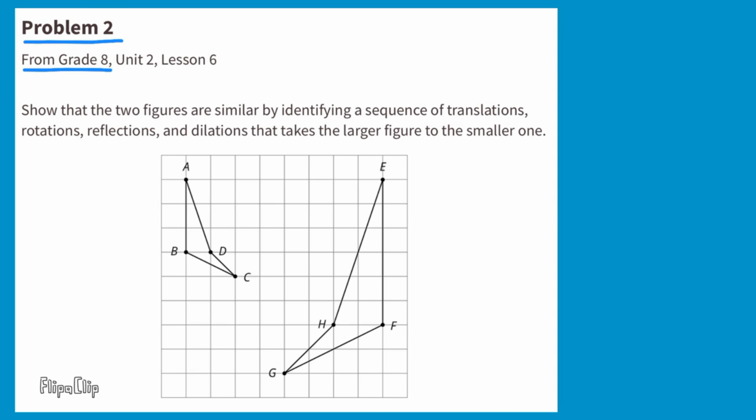Problem number 2. From 8th grade, Unit 2, Lesson 6. Show that the 2 figures are similar by identifying a sequence of translations, rotations, reflections, and dilations that takes the larger figure to the smaller one. Let me show you a quick animation, and then I'll tell you what I did.